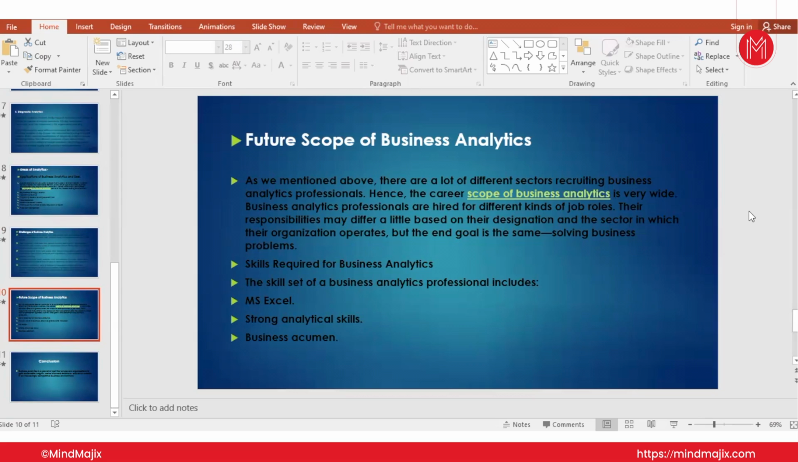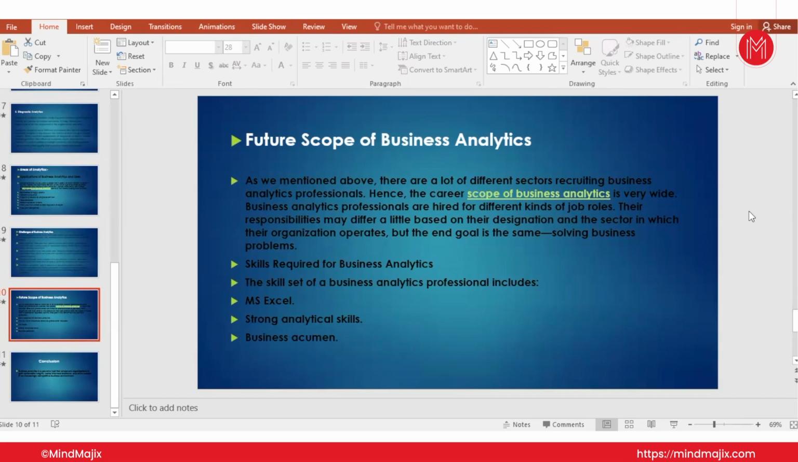The future scope of business analytics. Overall, in a nutshell, we can say that we are solving business problems through analytics or data science. What are the skills we require? First, we need some strong analytical skills, a problem-solving attitude, MS Excel knowledge, and some business acumen.